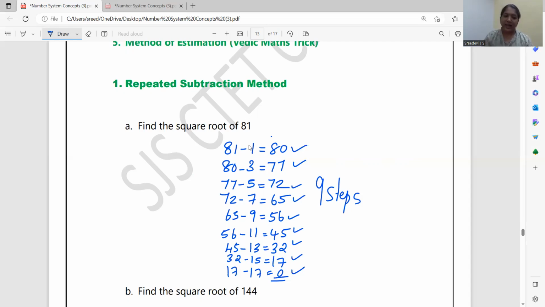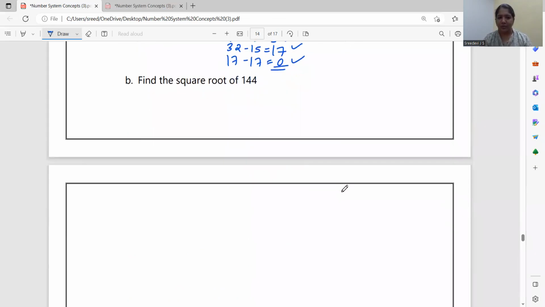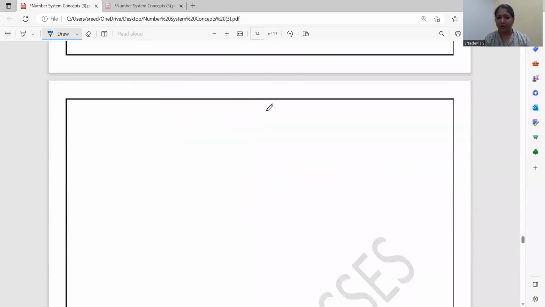So here we say the square root of 81 is equal to the number of steps. What is that? 9. Okay. So this is the method of repeated subtraction. We'll see one more question. Find the square root of 144.